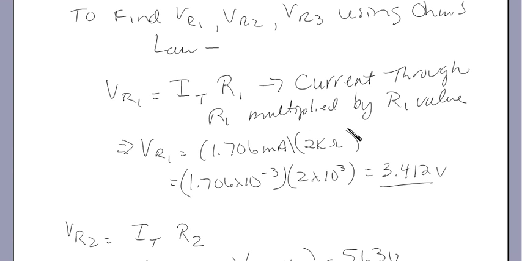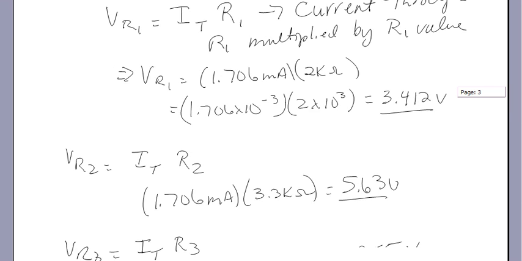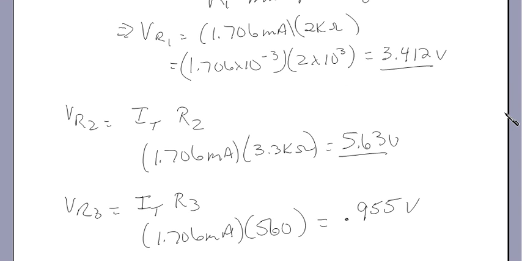Current through R1 multiplied by the resistor value R1 will give me VR1. So 1.706 milli times 2K. Again, I take the metric prefix and I have to convert it. Milli is times 10 to the minus 3. K is times 10 to the third. So that gives me 3.4 volts across resistor 1.